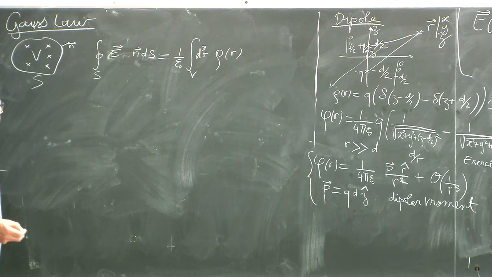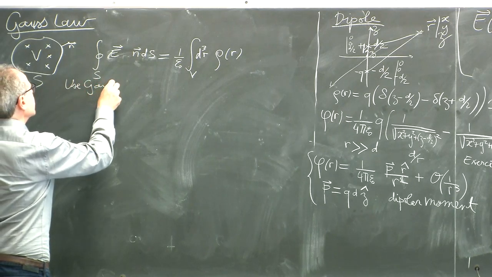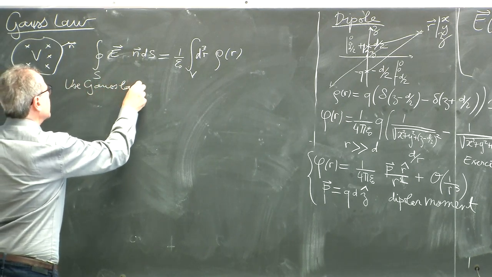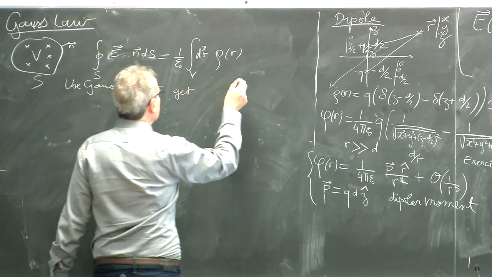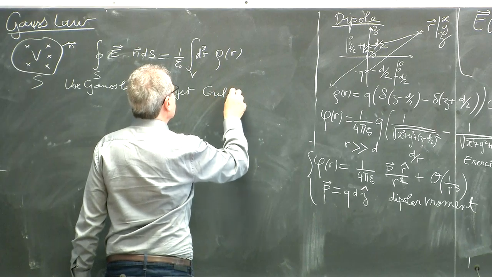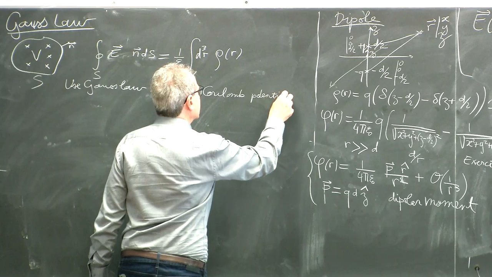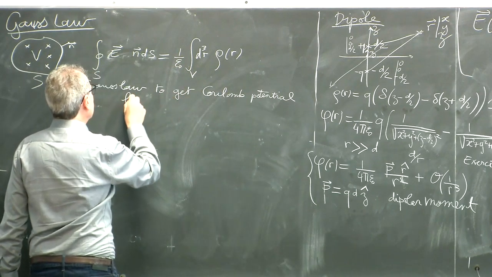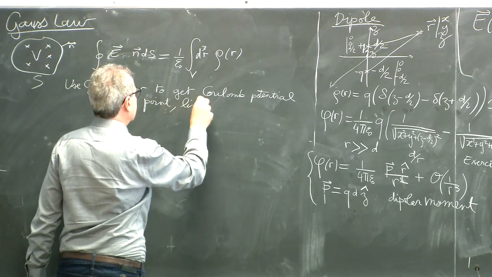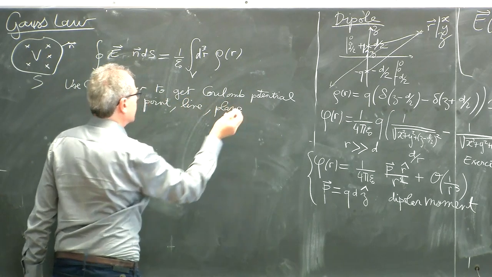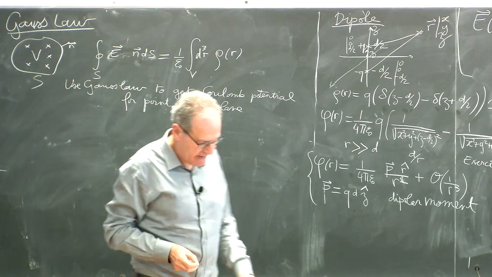Maybe, as an exercise, use Gauss law to get the Coulomb potential for a point, line, plane. That's a standard exercise.